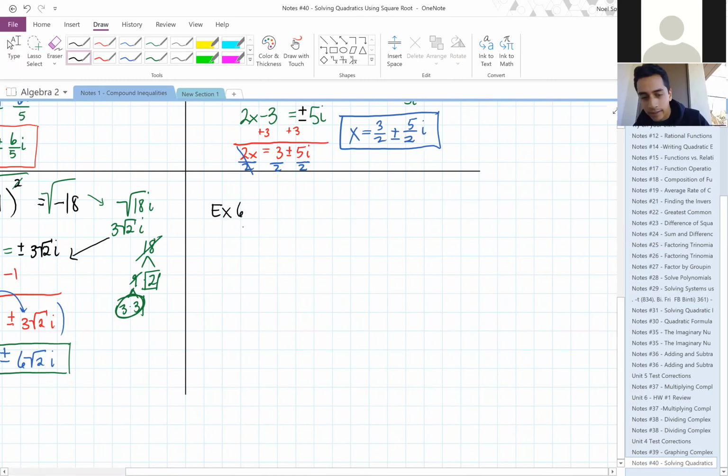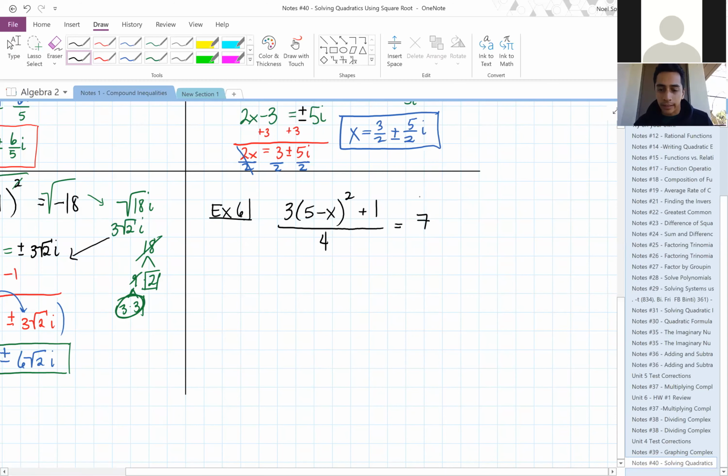Okay, so example 6, we're looking at 3 times (5 minus x) to the power of 2, plus 1, all over, this entire expression, all over 4, is equal to 7.